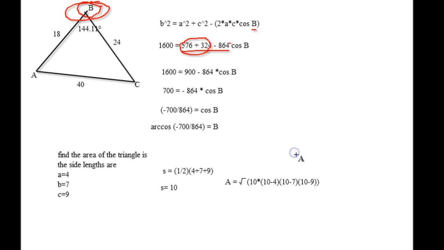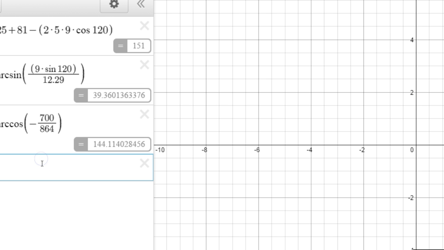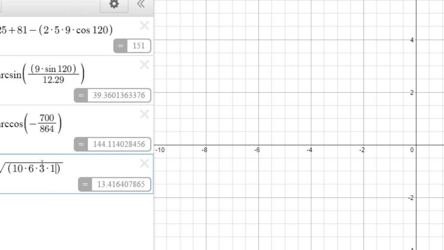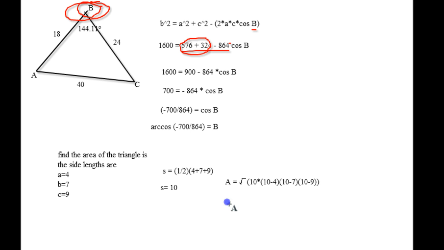Okay, so I plug that into my calculator as is. When you're plugging it into your calculator, make sure you have parentheses in the correct spot. So I do square root of 10 times 6 times 3 times 1. Okay, and I get 13.41 as the actual area.